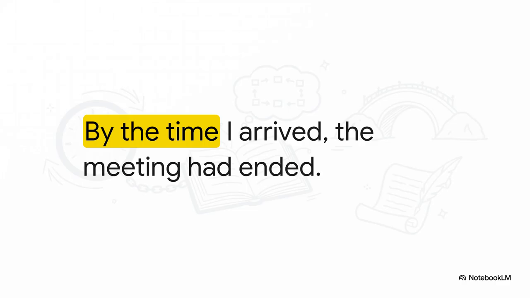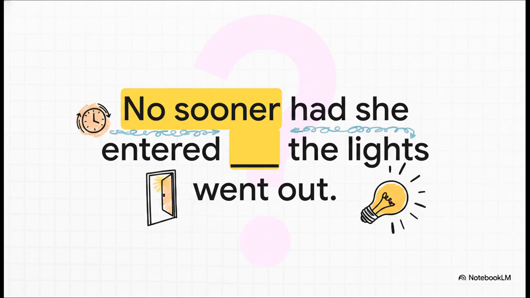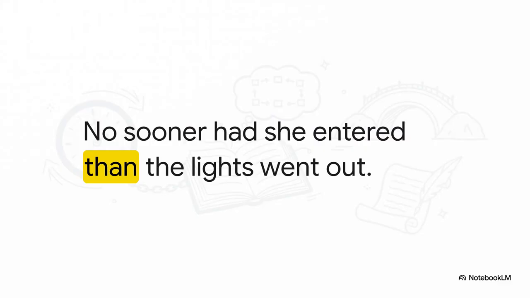Great job if you got that one. Let's step up the difficulty a bit. No sooner had she entered, blank, the lights went out. Think back to our pairing rules. What specific word forms an unbreakable pair with no sooner? You got it? You totally nailed it if you said than. No sooner had she entered than the lights went out. Remember, no sooner never pairs with when, ever.